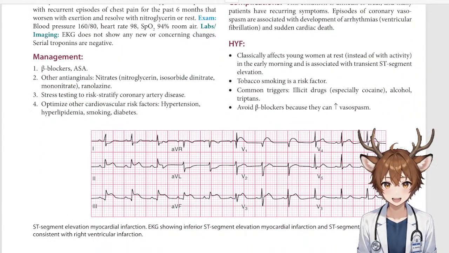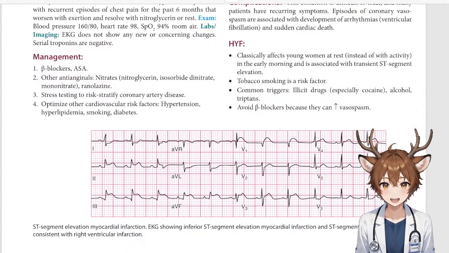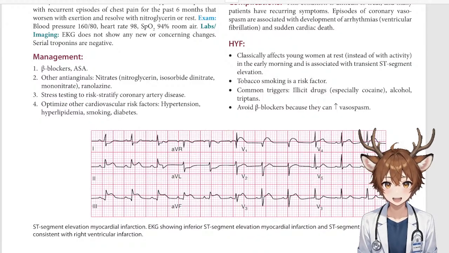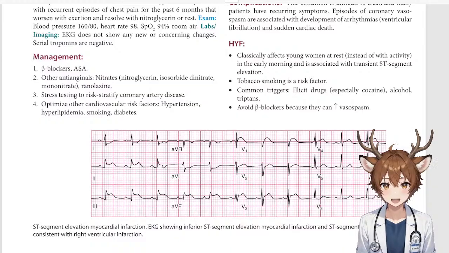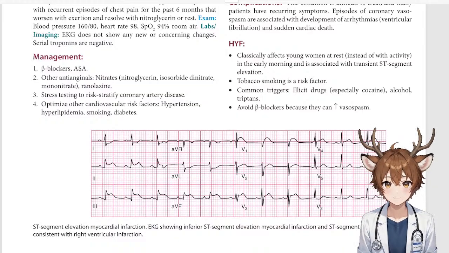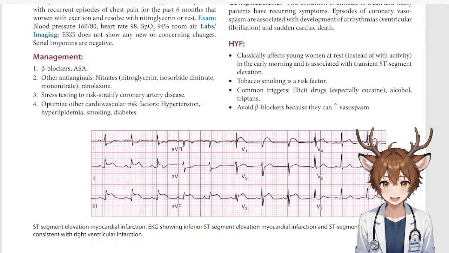What is that associated with? Which one is that? ST segment elevation myocardial infarction. EKG shows inferior ST segment elevation myocardial infarction, with ST segment elevation in lead V1, consistent with right ventricular infarction. So lead 1, therefore right ventricular infarction.